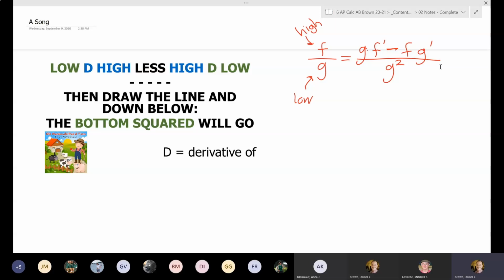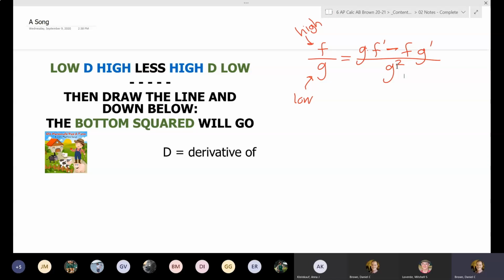So now I'm going to embarrass myself and sing it and use my bouncing pointer as I sing it. But I have low D high less high D low, da da da da da. Then draw the line, and down below the bottom square will go.